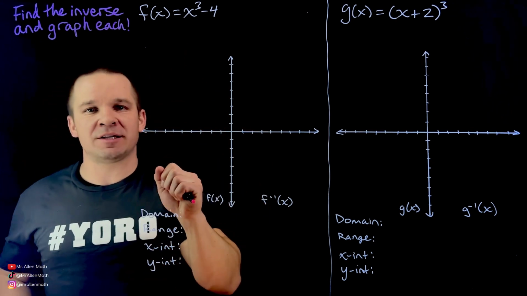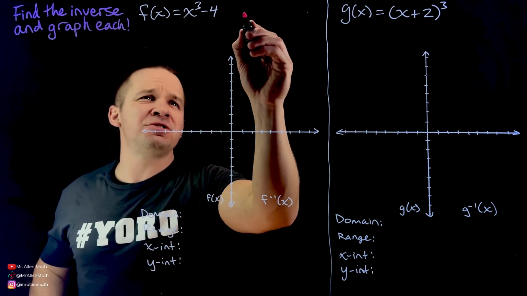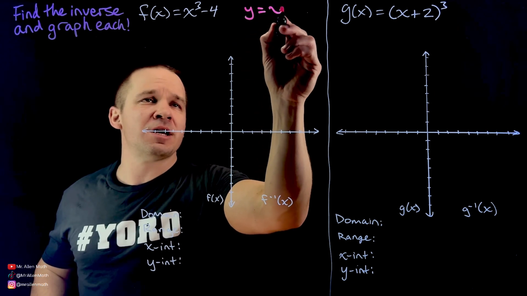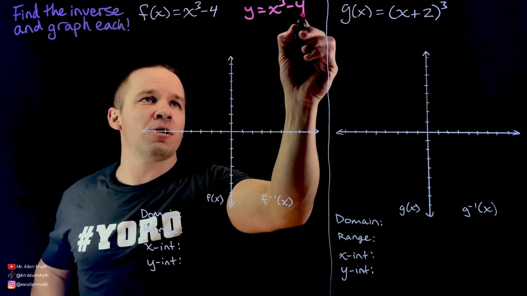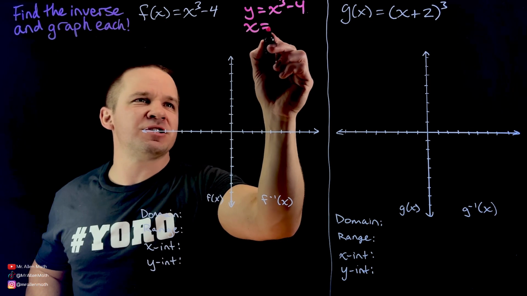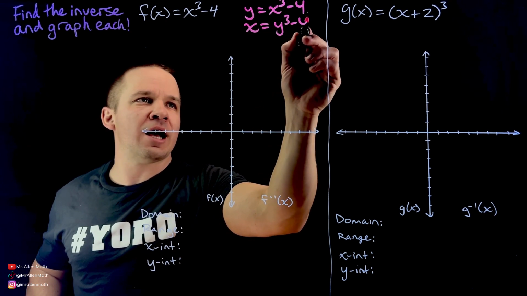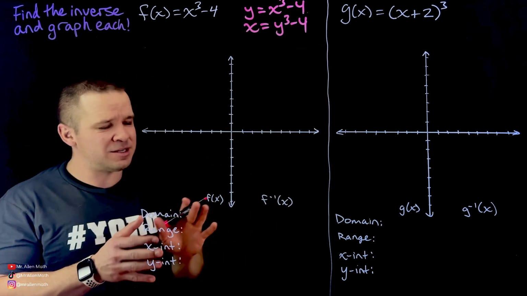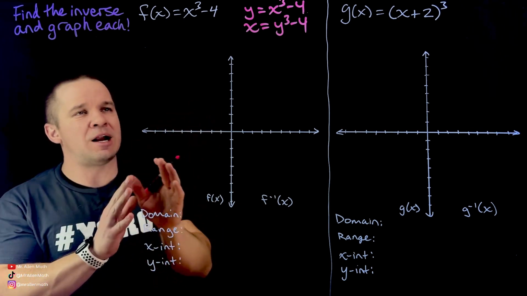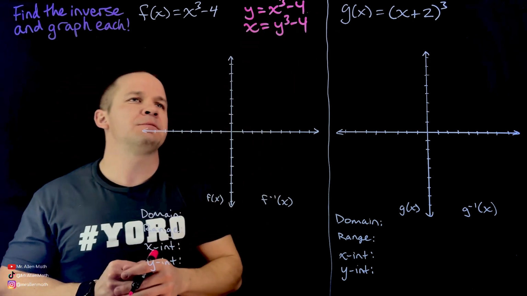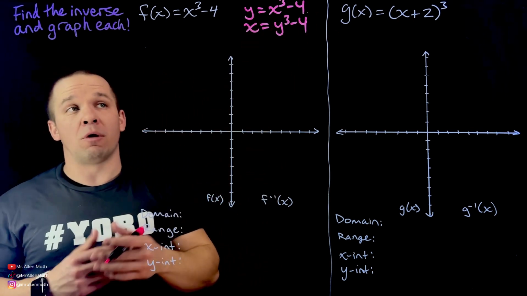I got to swap my x's and y's. First thing I like to do, though, is write it as y equals x cubed minus 4. Then I'll swap my x's and y's just to stay nice and organized. Sometimes there's multiple x's you got to deal with in weird spots, so I like to write y equals first. Now I got to resolve this for y.